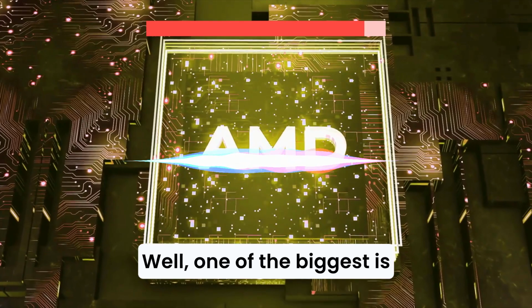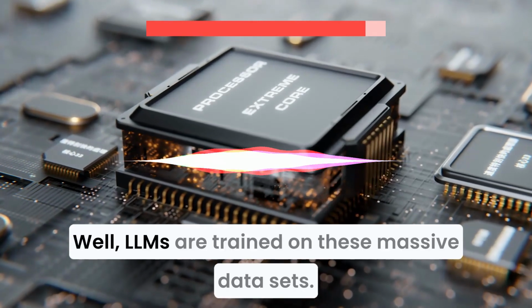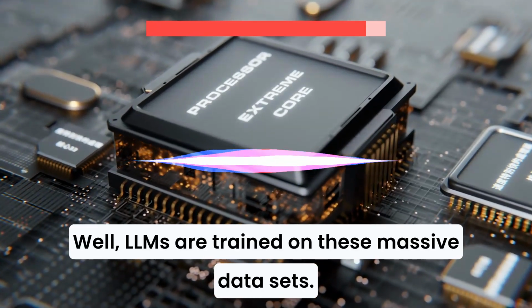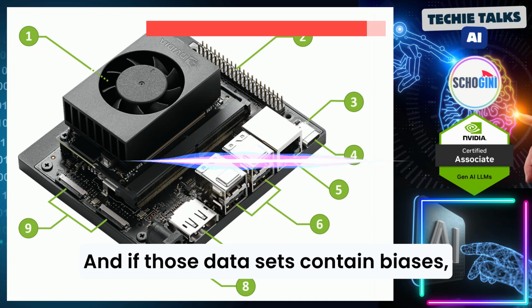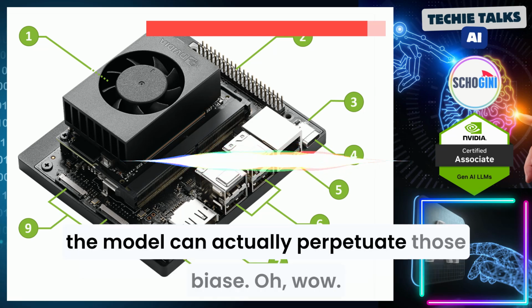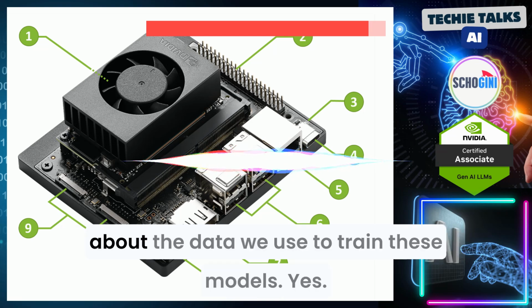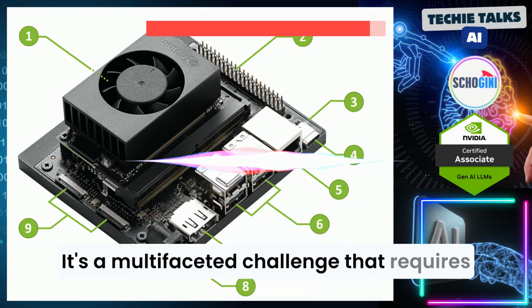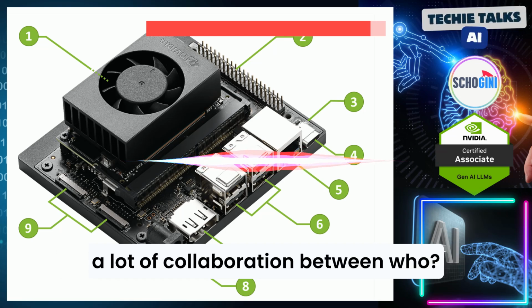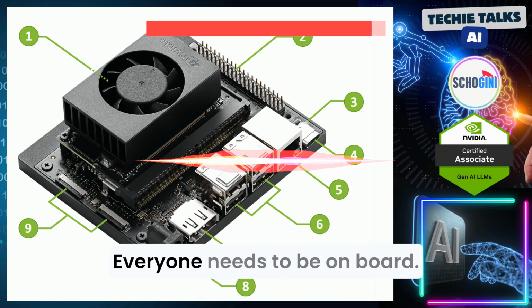Well, one of the biggest is ensuring fairness and preventing bias. How so? Well, LLMs are trained on these massive data sets, massive amounts of information. And if those data sets contain biases, the model can actually perpetuate those biases in its output. So it's not just about the technology itself. It's about the data we use to train these models and how we apply them in the real world. Exactly. It's a multifaceted challenge that requires a lot of collaboration. Researchers, developers, ethicists, policymakers. Everyone needs to be involved.